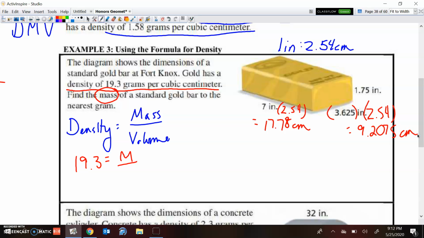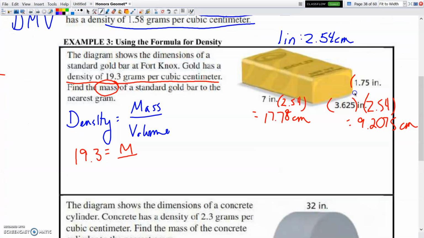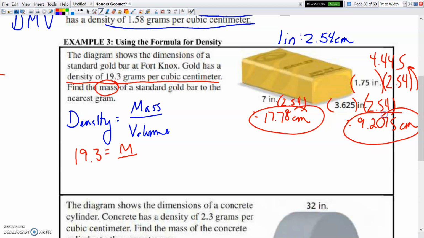And I know that I've been rounding to the nearest hundredth. If I see a number that's not that much longer, like this one, it only goes out to the 10,000s, I'm going to multiply it like we did there. Okay, so next we have 1.75 times 2.54, and my answer up here is going to be 4.445. Okay, so using these numbers, and that's centimeters as well, I can find the volume in cubic centimeters.